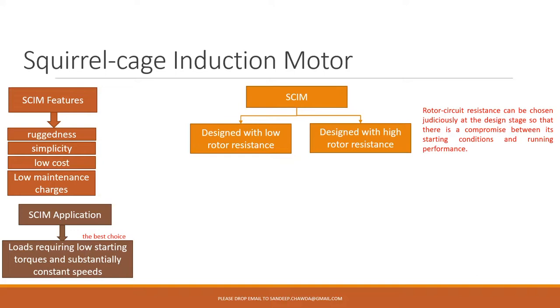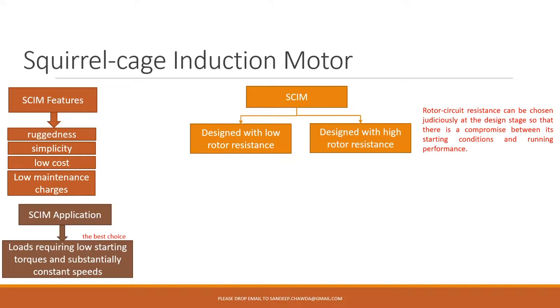But you need to consider an optimum value which does not affect the running operation of the squirrel cage induction motor. Because if the resistance is very high and it is going to remain in the circuit, it is going to affect the running operation of the squirrel cage induction motor. So somewhere you need to compromise. How much starting torque is required? Accordingly, the rotor resistance should be considered.